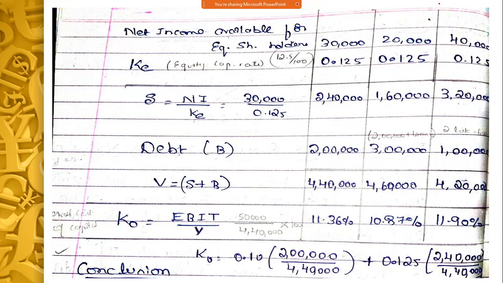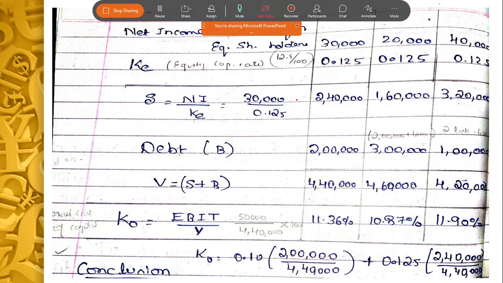Now that we have the value of equity with us, we have to find out the value of the debt for each of the scenarios to find out the overall value of the firm.